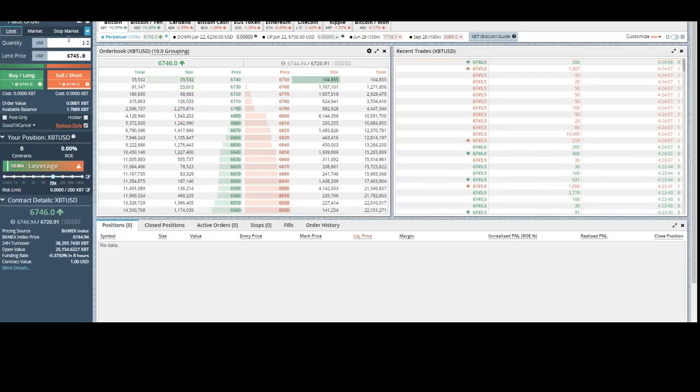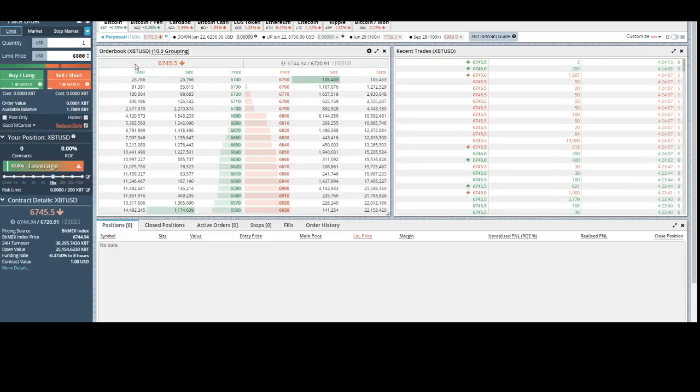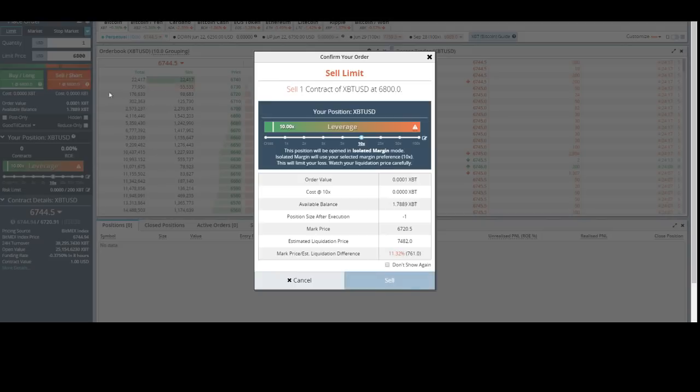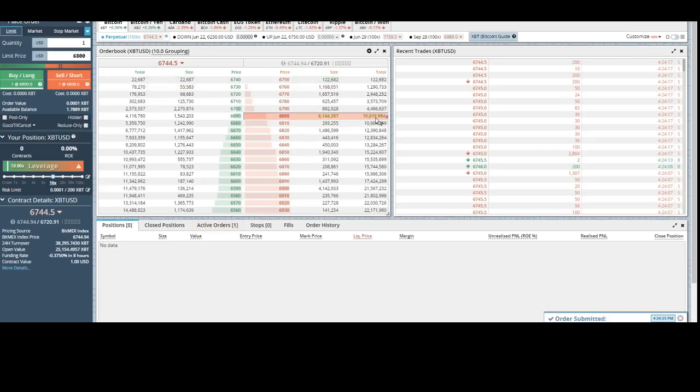Here's your limit order, very basic. So let's say we want a short at 6,800. We'll go 6,800. We'll do a short. There's no need to have any of these buttons clicked. There you go, short. Now we're in the book.